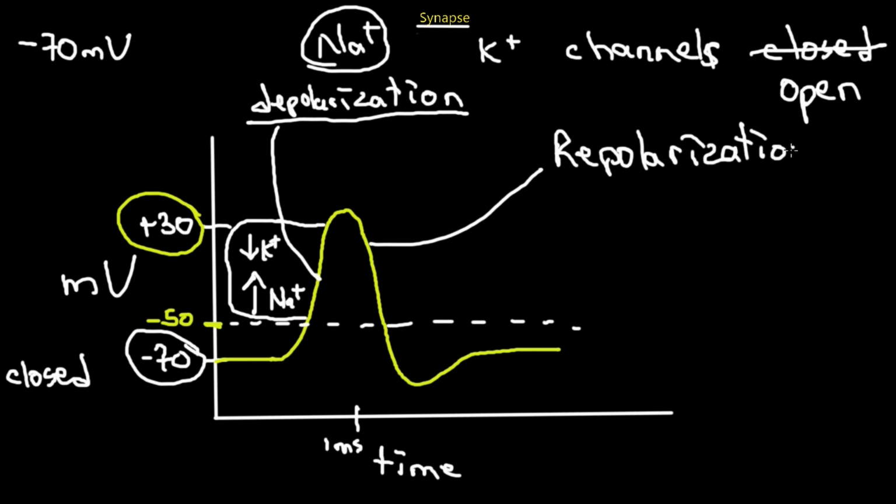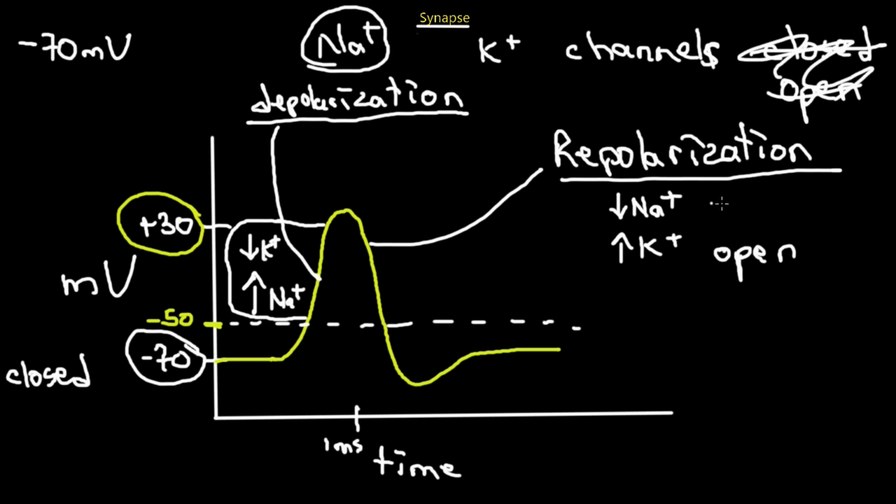And during repolarization, the voltage-gated sodium ion channels are going to be closed, so less sodium will be coming into the cell and more potassium will come out of the cell. So the positive charges will be leaving the cell and less positive charges will be coming into the cell, because now the potassium ion channels are open and the sodium channels are closed.